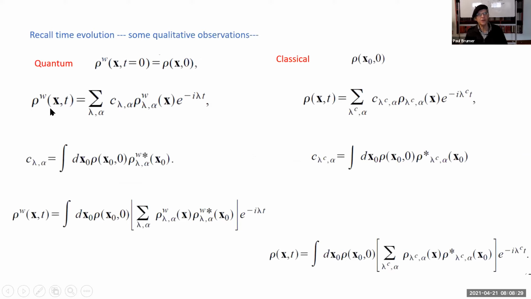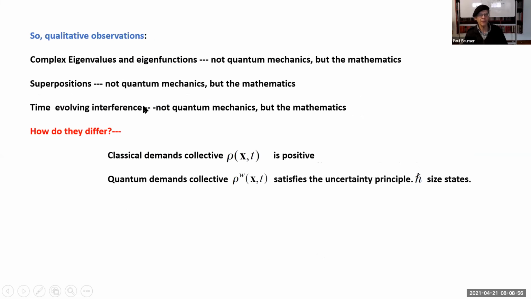Here is this, and if you looked at this quantity and took the average value of some operator, then you would find interference contributions, because there are different contributions to your Wigner function, your density, as a function of time, and you look at it and say, oh, I get interference. But it's exactly the same thing here. You get the same kind of interference in classical mechanics. So again, time evolving interference is not quantum mechanics, it's mathematics.